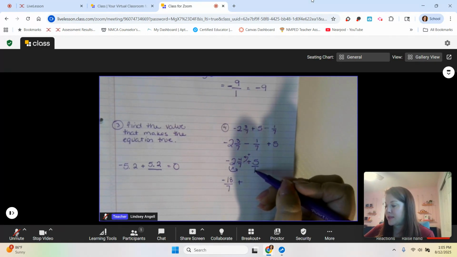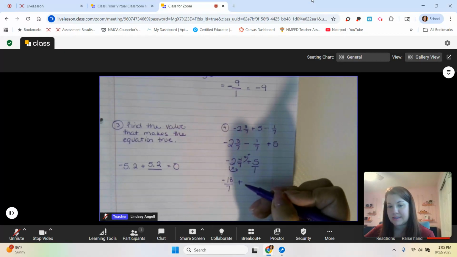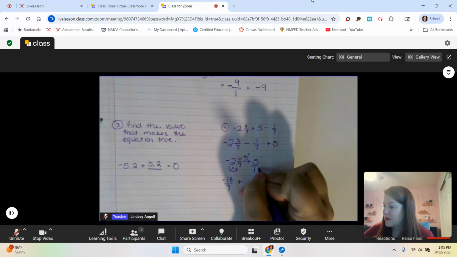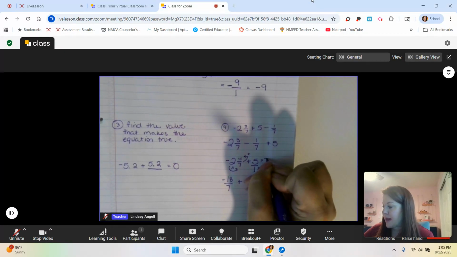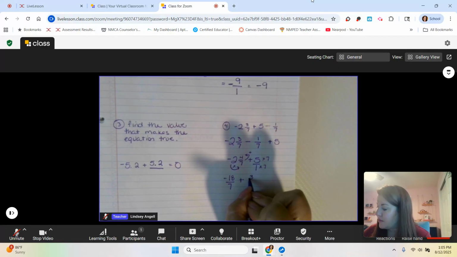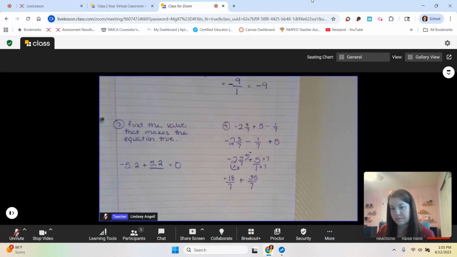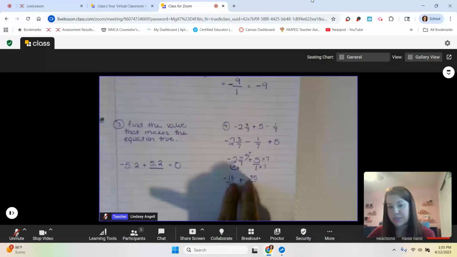But then if I want these to be in sevenths so that I can add them, well, I need to multiply both of them by 7 then. So that would give me 35/7. Okay? So, now that I have them both in sevenths, and they're both improper fractions, they're much easier to deal with. Okay? Again, I encourage you to use that chart that shows the rules of adding integers, because that's what's happening right here too, right?